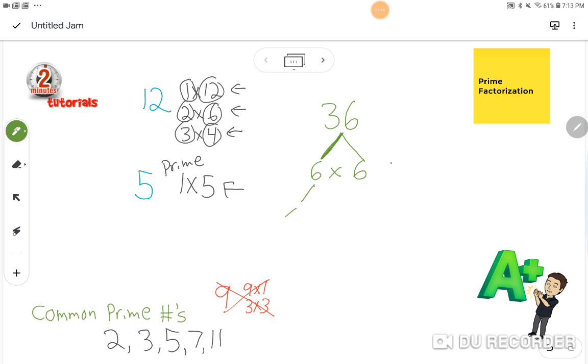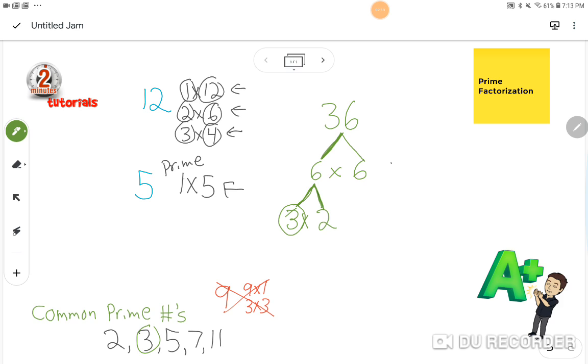If it's not prime, you make an additional branch from it, and you say, how do you make 6? Well, how about 3 times 2? Okay, now we have some new branches. What's at the end of this branch? 3. Is 3 prime? Sure it is, it's right there. So we circle the end of the branch to show we're done.